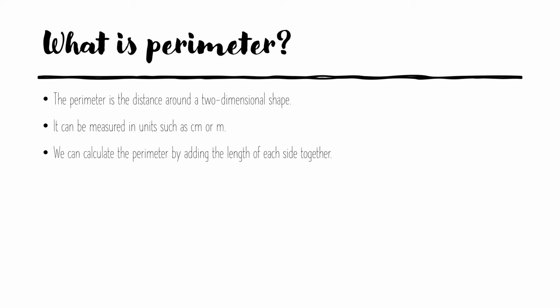How can we calculate the perimeter of a shape? So we can calculate the perimeter of a shape by adding each length of each side together. We will look at some different ways we can do this further on into the PowerPoint.